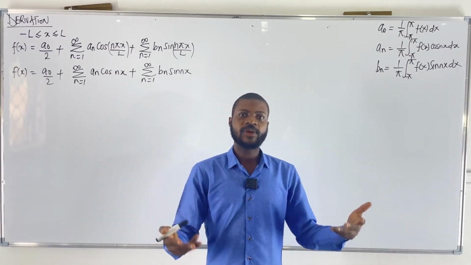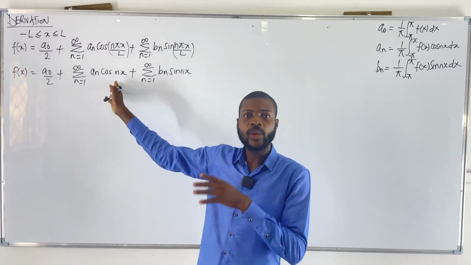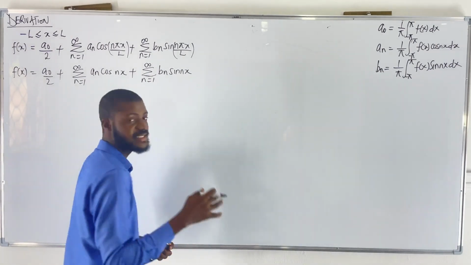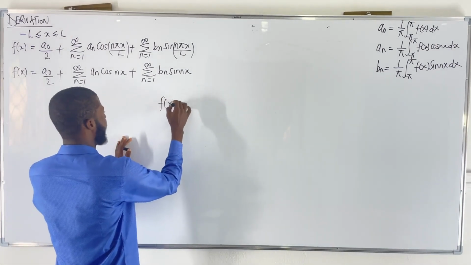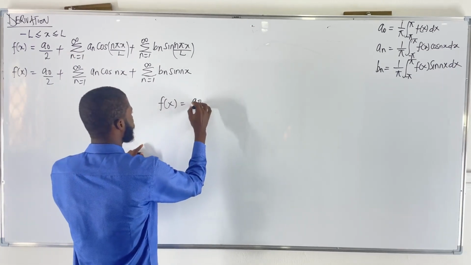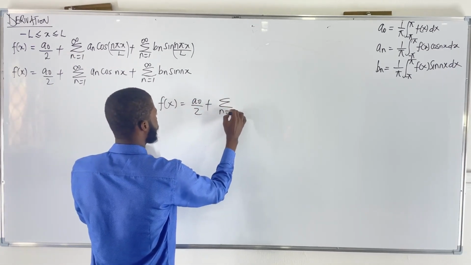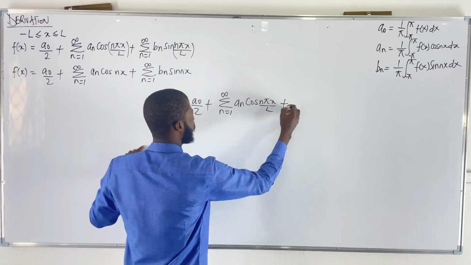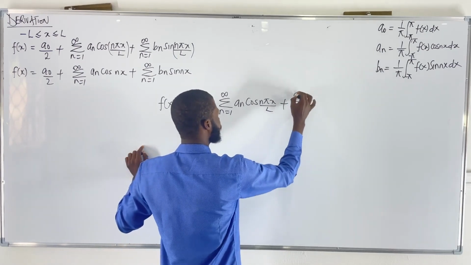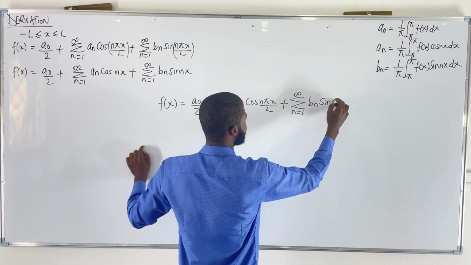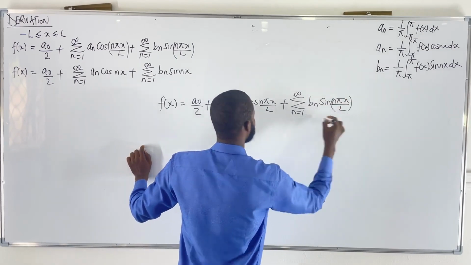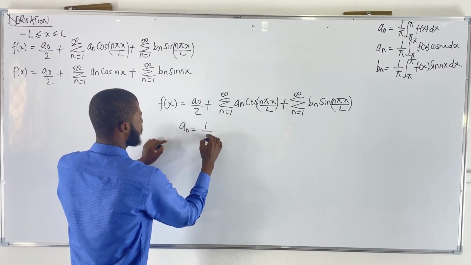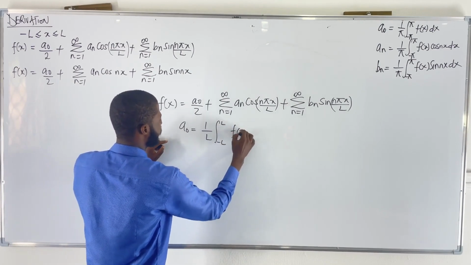Now, a much more general formula, because this formula would only work when the period is 2 pi, is the formula that contains L. So our f of x will be the one at the top: a naught over 2 plus the sum from n equal to 1 to infinity of a sub n cos n pi x over L plus the sum from n equal to 1 to infinity of b sub n sine n pi x over L. A much more general formula. So a naught will then become 1 over L times the integral from minus L to L of f of x dx.